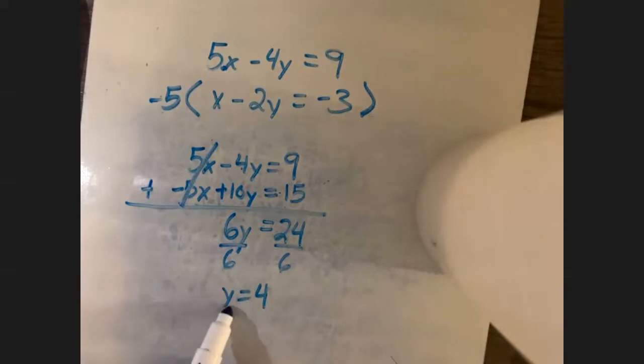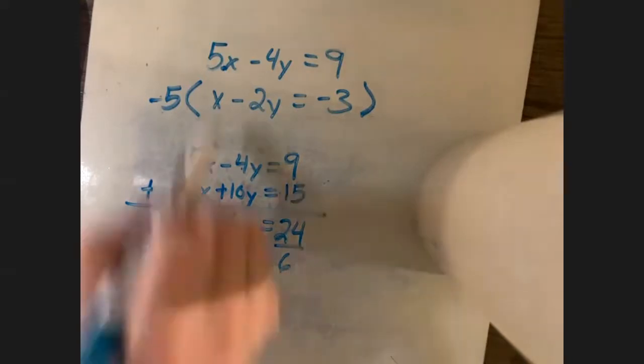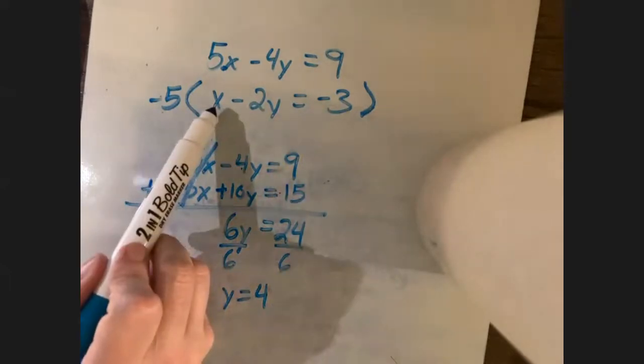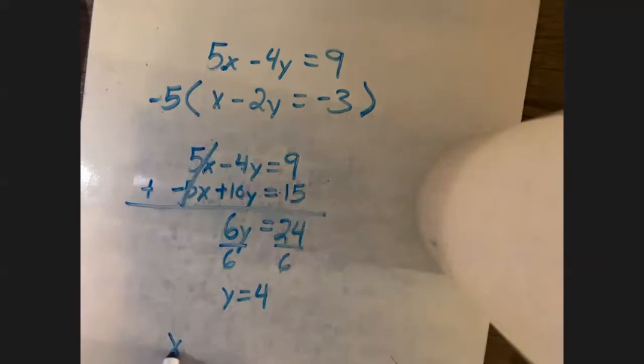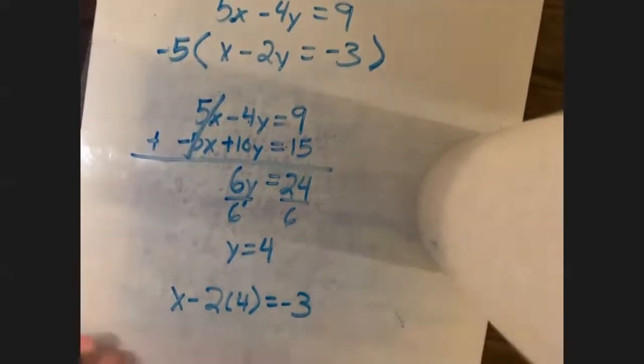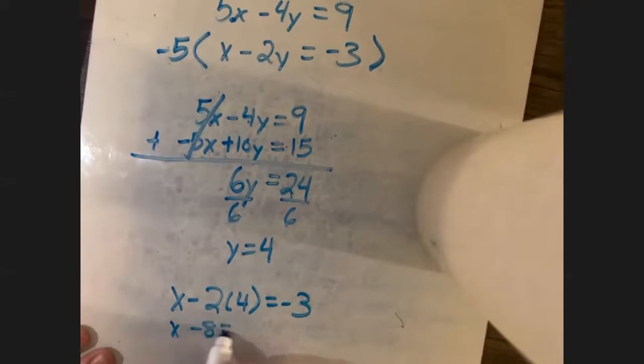Now I can take this back to any of those equations further up. Personally, I usually like to stick with the one that has small numbers, so I'm going to pick this one. I'm going to do x minus 2 times 4 equals negative 3. So I've got x minus 8 equals negative 3. I'm going to add my 8, and I get x is 5.